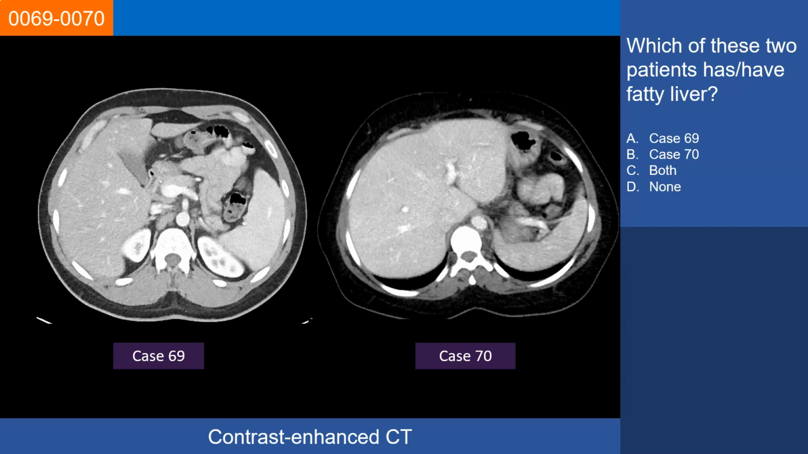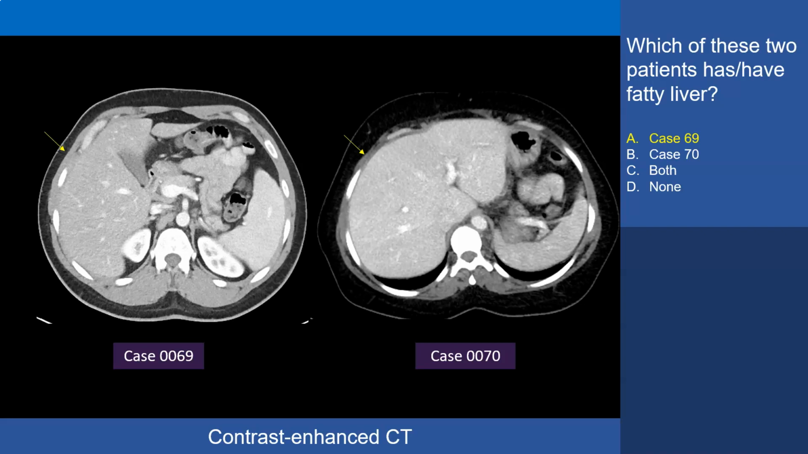Which of these 2 patients has or have fatty liver? Case 69, case 70, both of them or none of them. And the correct answer is case 69 has hepatic steatosis.